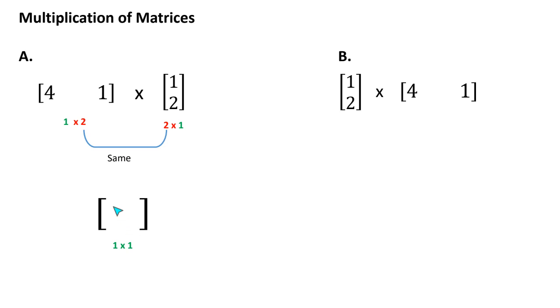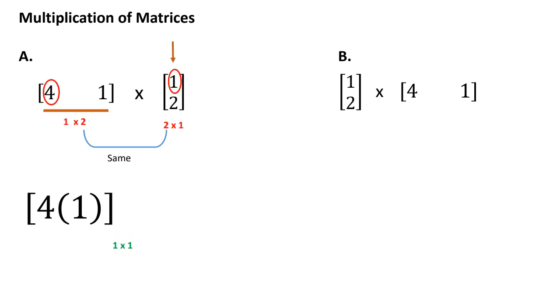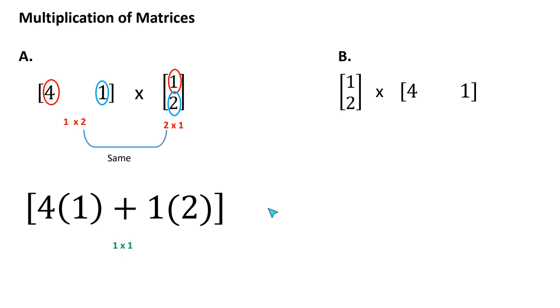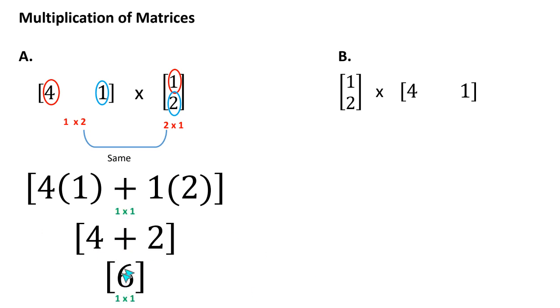Okay, so this is going to be our result, 1 by 1. So how are we going to multiply? We're going to take the first number times the first number here. So 4 times 1 is 4. And then we're going to add it to the product of the second number times the second number. So 1 times 2 is 2. Okay, so 4 times 1 plus 1 times 2 is going to be 6. And so that would be your answer here.